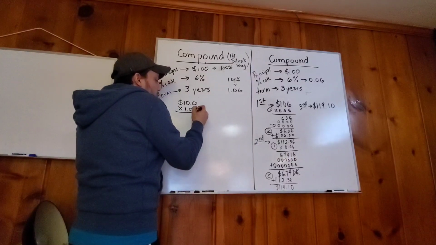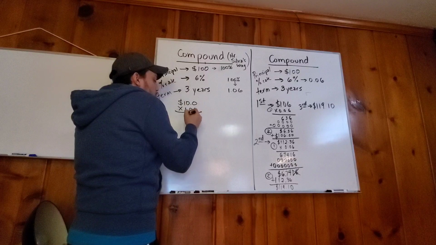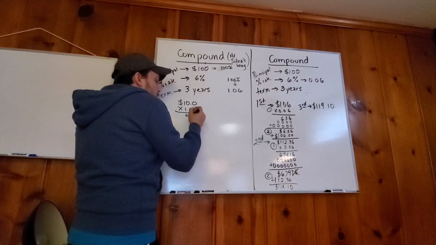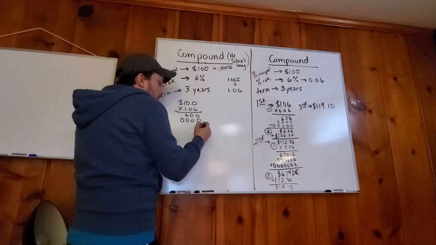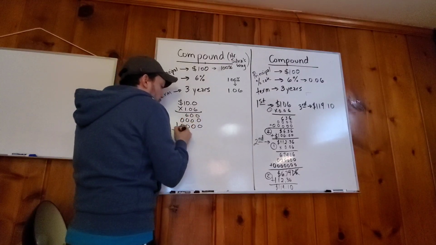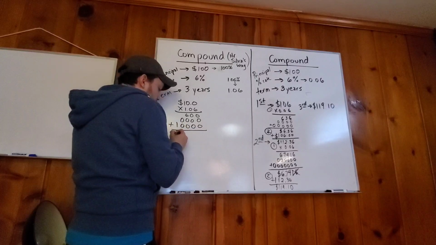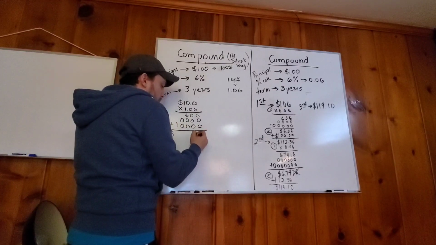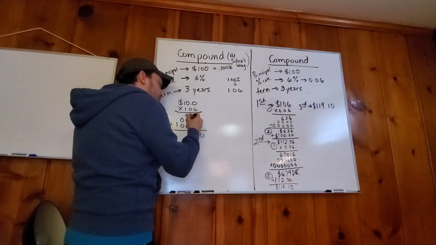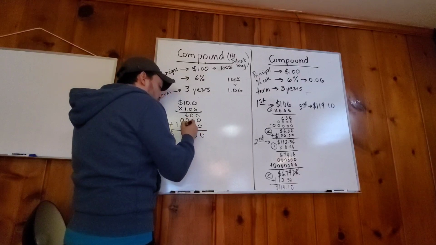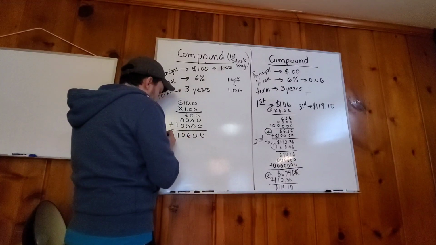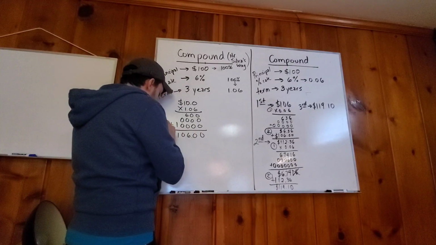6 times 0 is 0. 6 times 0 is 0. 6 times 1 is 6. Okay, placeholder. 0 times 0 is 0, 0 times 0 is 0, 0 times 1 is 0. Two placeholders. 1 times 0 is 0, 1 times 0 is 0, 1 times 1 is 1. Okay, now I'm going to add. 0 plus 0 plus 0 is 0. 0 plus 0 plus 0 plus 0 is 0. 6 plus 0 plus 0 is 6. 0 plus 0 is 0. 1 is 1. Two decimal places, $106. That is my first year.